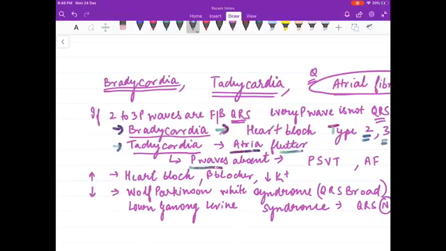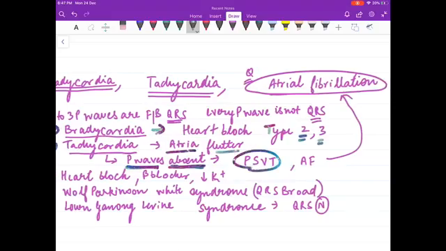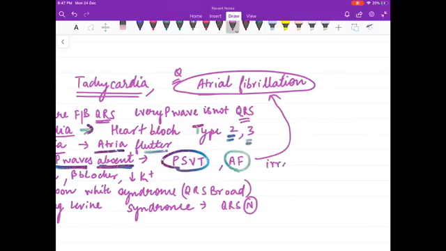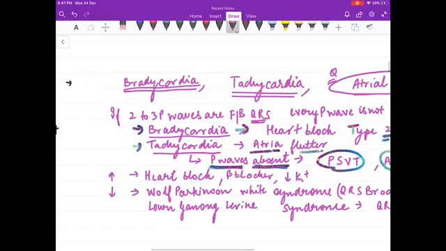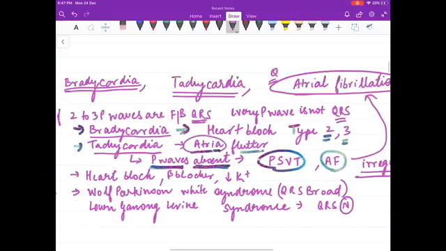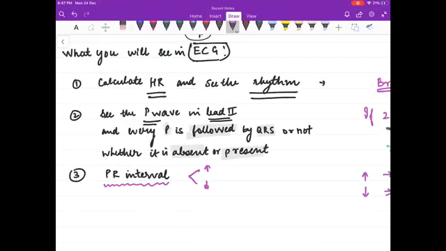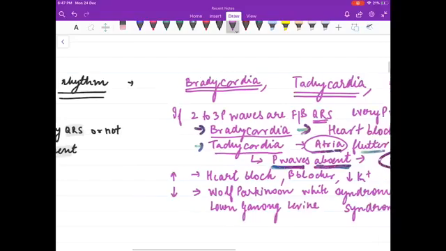And if P waves are absent, friends, how will we differentiate? Then if P waves are absent, we will think of paroxysmal supraventricular tachycardia or atrial fibrillation. But in atrial fibrillation, we will see an irregular rhythm. So this is how we differentiate PSVT from AF. Okay, friends, so hope this is very clear. Atrial flutter will be more clear once we see the ECGs.